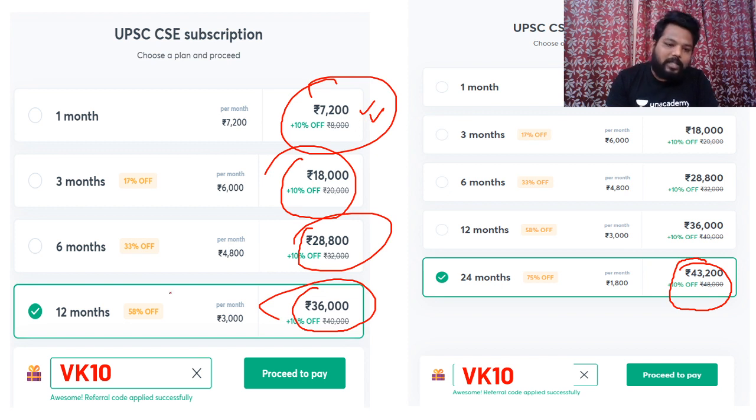But I generally suggest aspirants to go for the 12-month or 24-month subscription. The reason behind it is, if you see, for 12 months you are just going to pay 36,000 rupees. It means per month, on a nominal basis, you are just paying 3,000 rupees. With this nominal amount, I want you to crack civil services.